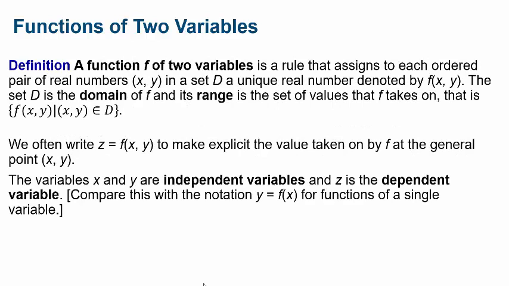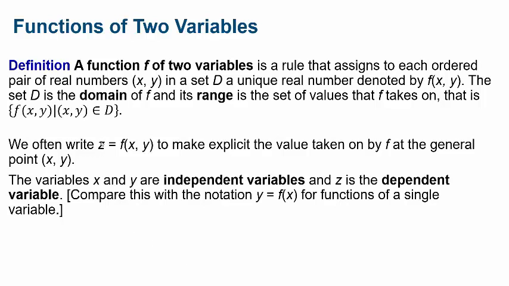So just to form a little definition here, a function f of two variables is a rule that assigns to each ordered pair of real numbers x, y in the set D, that's the domain, a unique real number denoted by f of x, y. The set D is the domain of f, and its range is the set of all real values f takes on. So we often write this as z.